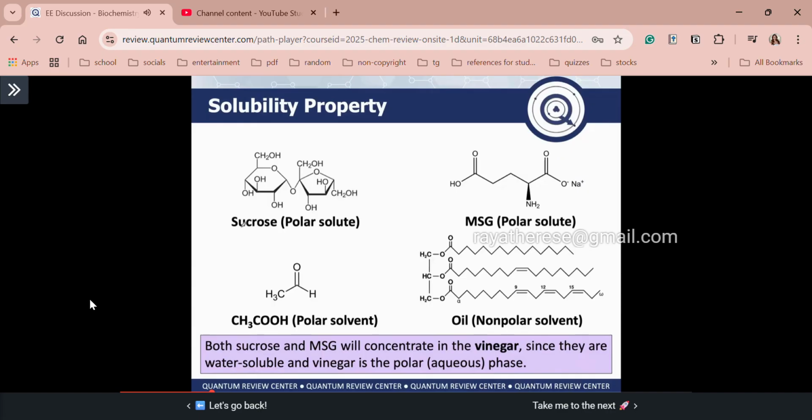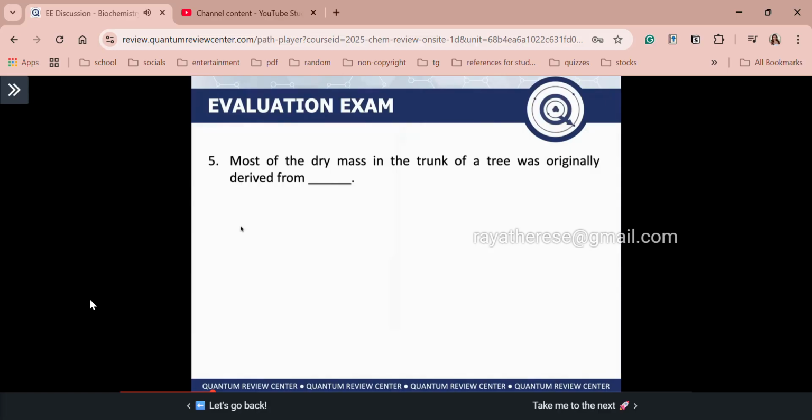Clear with number 4? Yes, sir. Perfect so far. Very good. So let's proceed with number 5. Sure, parang we haven't discussed this. So let's check, class, again.